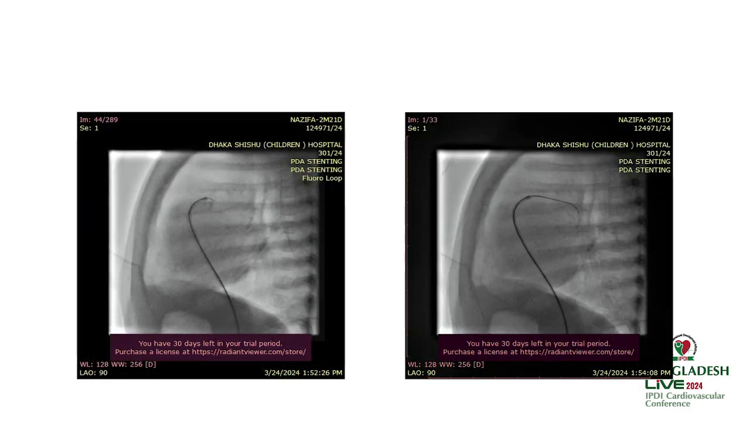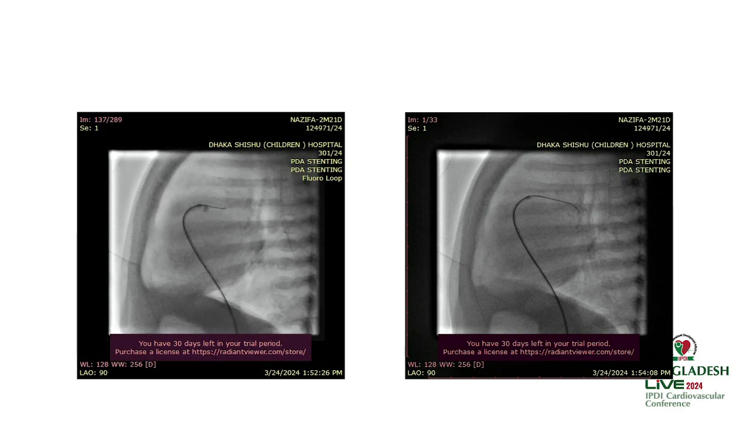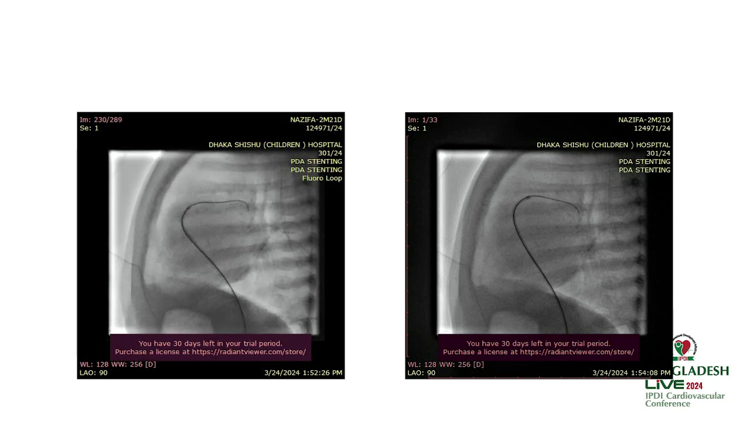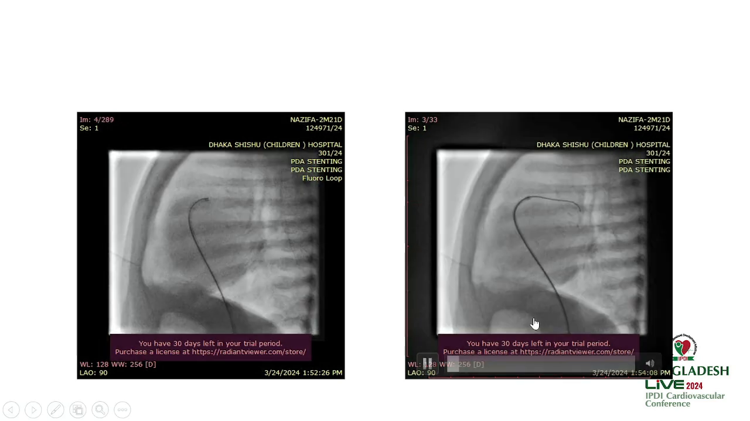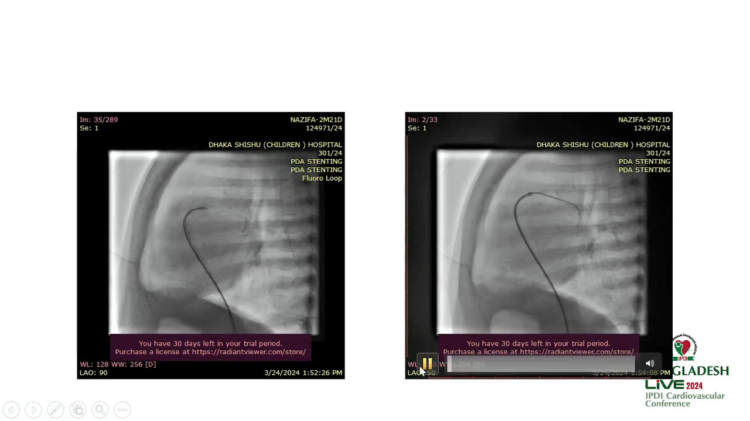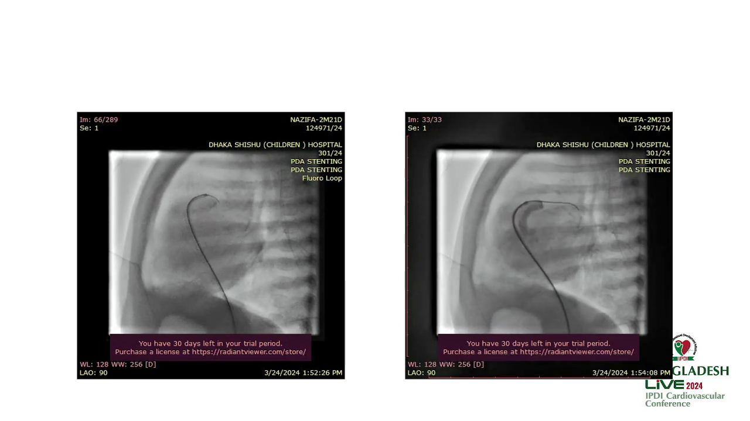So with gentle negotiation with a CTO wire, the pulmonary valve was perforated successfully, and the wire went through the PDA to the descending aorta. Confirmation was done by angiogram.